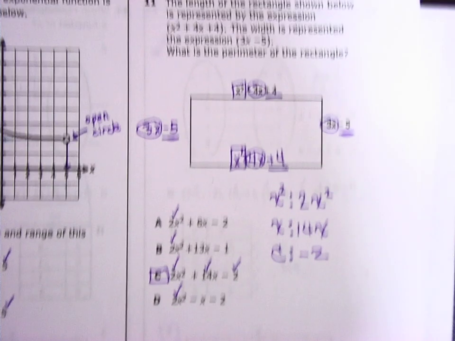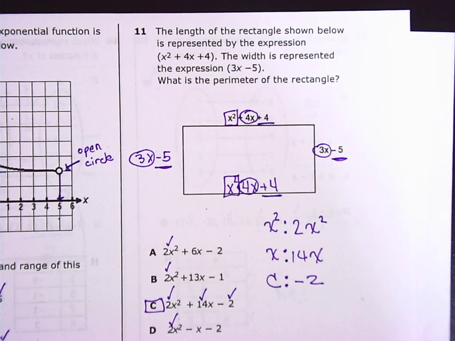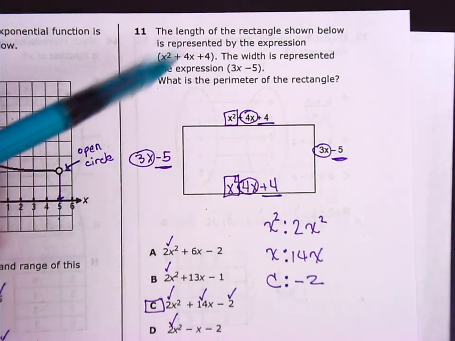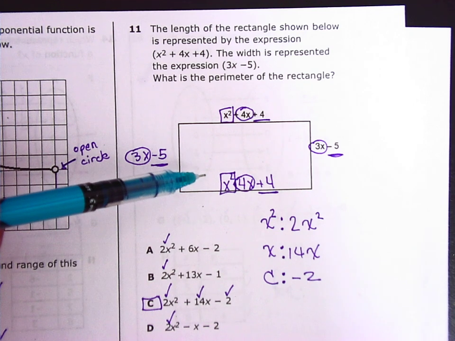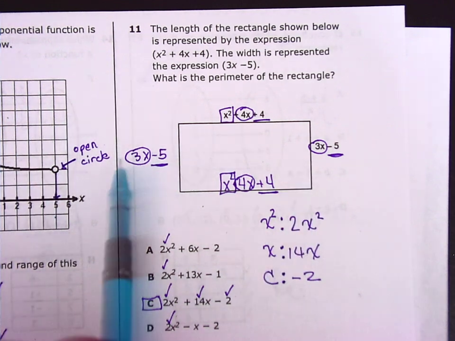Number 11. The length of a rectangle shown below is represented by the expression x squared plus 4x plus 4. The width is represented by the expression 3x minus 5. What is the perimeter of the rectangle? So we have the top of the rectangle, which corresponds to the bottom, because in rectangles opposite sides are congruent, and then the left and the right both correspond.